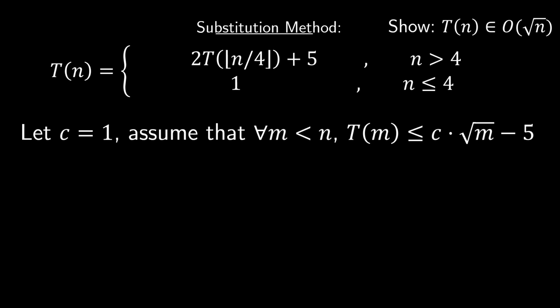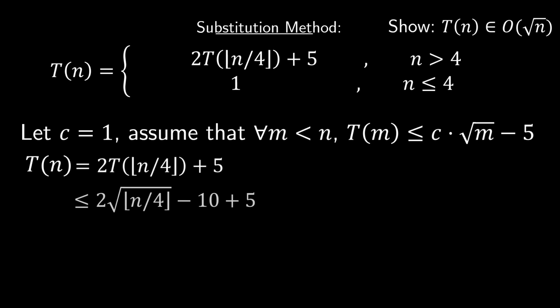So T(n) by definition is 2T(n over 4) plus 5, right? And then if I were to replace the T term with our assumed value, it's just going to be 2 times square root of n over 4 minus 10, because there's 2 times minus 5, right? Plus 5. So we can resolve the term on the right. So minus 10 plus 5 becomes minus 5. And I'm going to remove the floor on the fraction, so it becomes n over 4. And basically this is just square root of n minus 5.